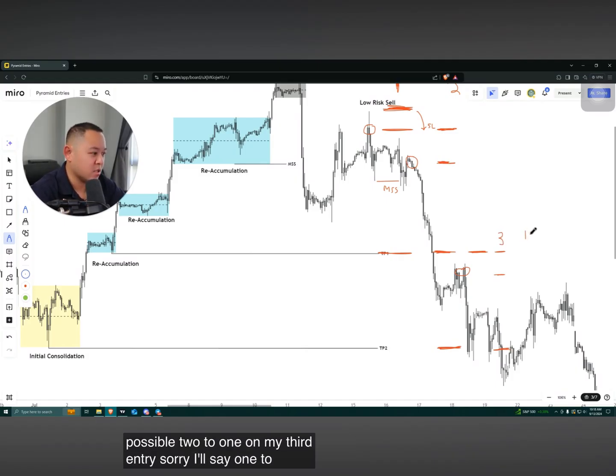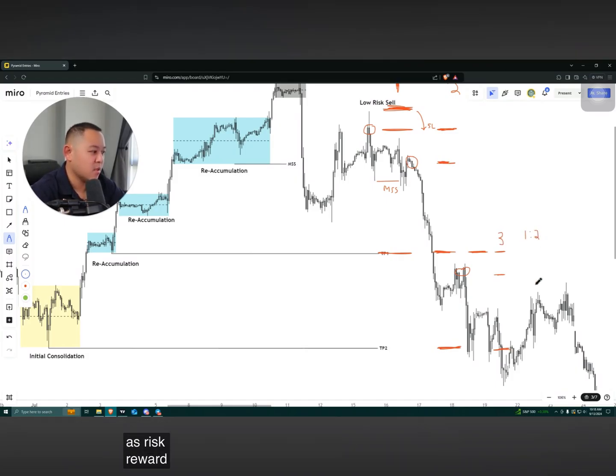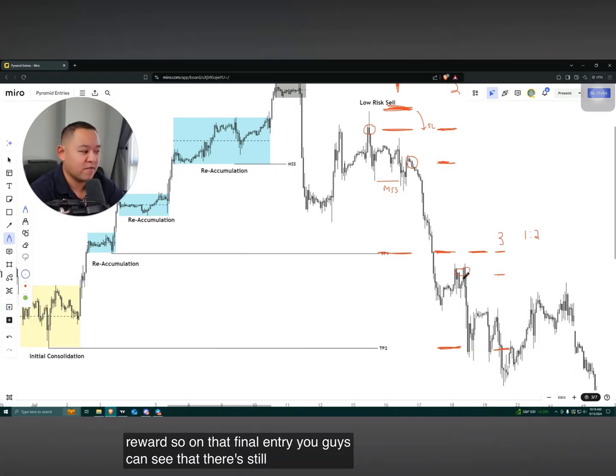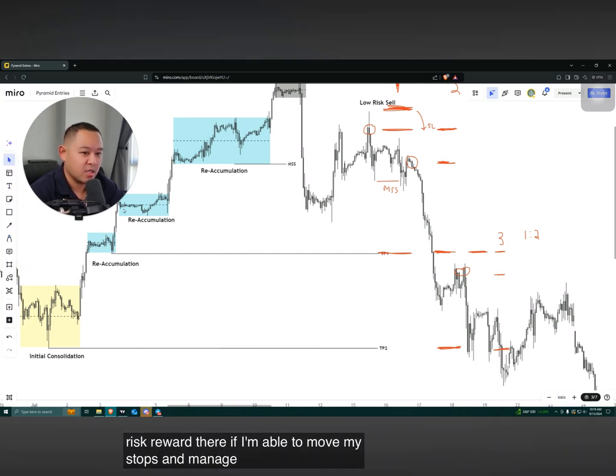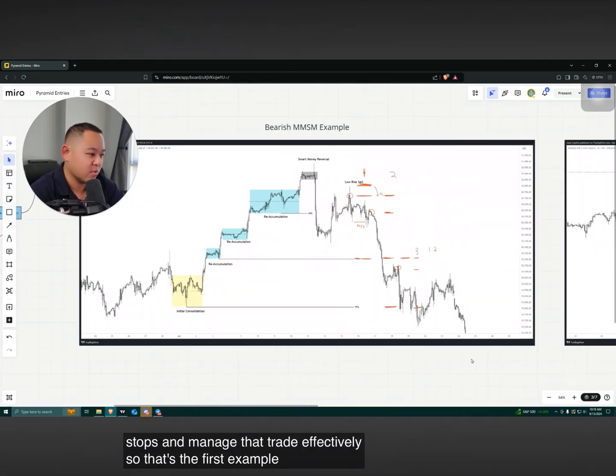Sorry, I'll say 1-to-2 as far as risk reward. So on that final entry, you guys can see that there's still favorable risk reward there if I'm able to move my stops and manage that trade effectively. So that's the first example.